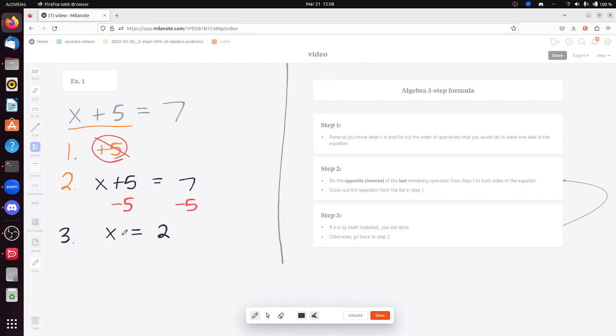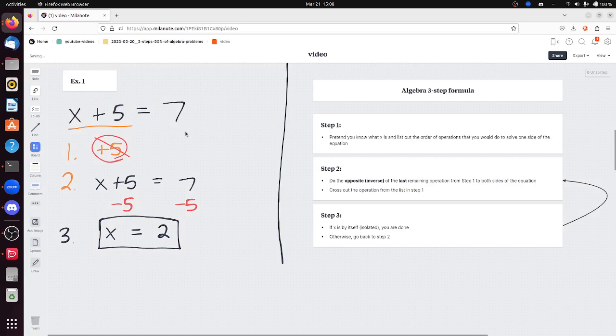If x was not by itself, we'd have to repeat steps 2 and 3 as many times as we would need to isolate x. But in this case, there's just one operation that we have to undo, and so we're done. And you can plug this back in to check. Obviously, it's about as simple as an algebraic equation could be, but 2 plus 5 does equal 7. So you can see how the steps here apply even to the simplest algebraic equation that you could think of.